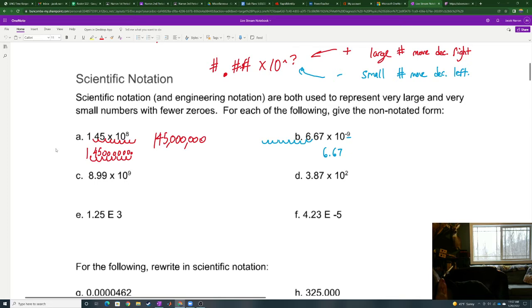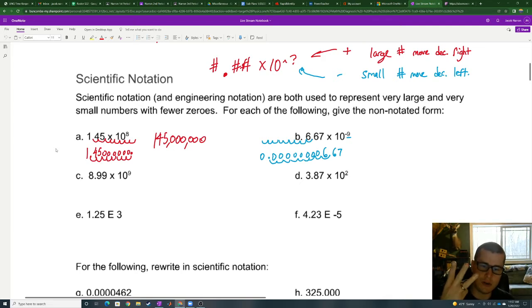And I'm filling them with zeros again. We can't just leave that decimal hanging there, so we're going to fill in with zeros. What this number actually represents, and as you can see, that's a very small number, is 0.0000000000667. And that's why scientific notation is really helpful.